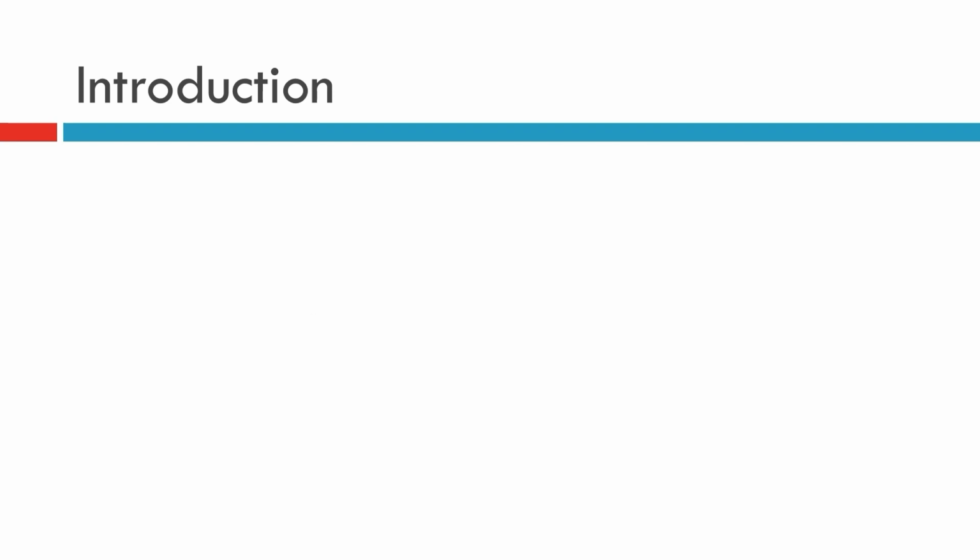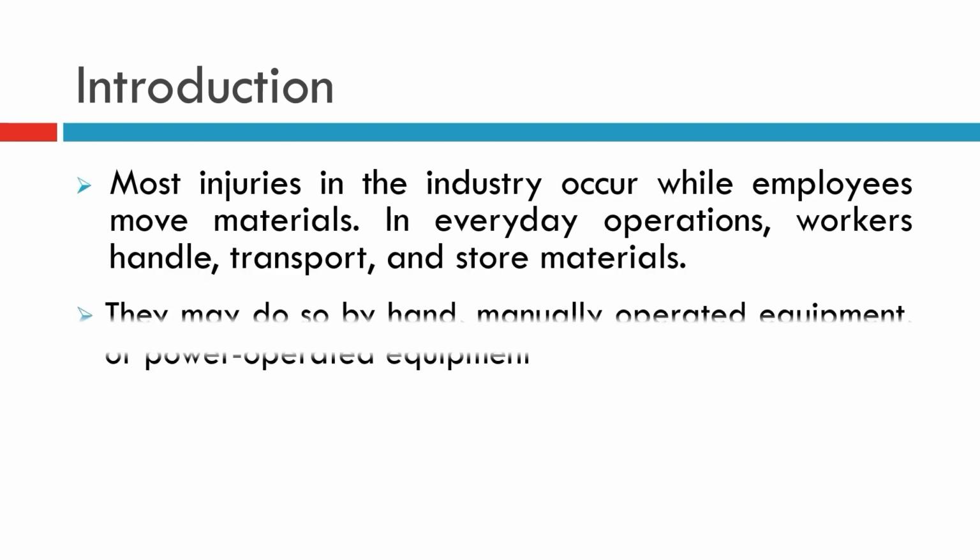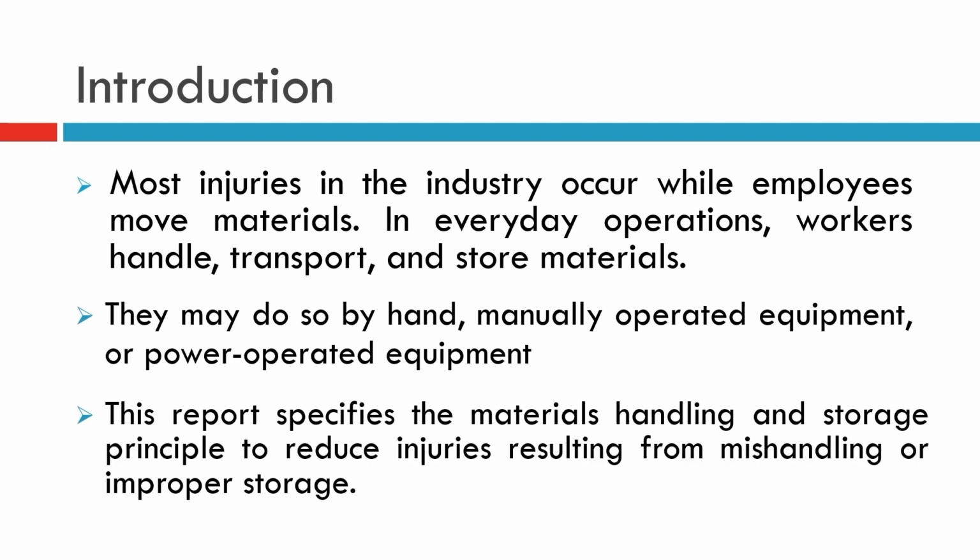Introduction. Most injuries in the industry occur while employees move materials. In everyday operations, workers handle, transport, and store materials. They may do so by hand, manually operated equipment, or power-operated equipment. This report specifies the materials handling and storage principle to reduce injuries resulting from mishandling or improper storage.